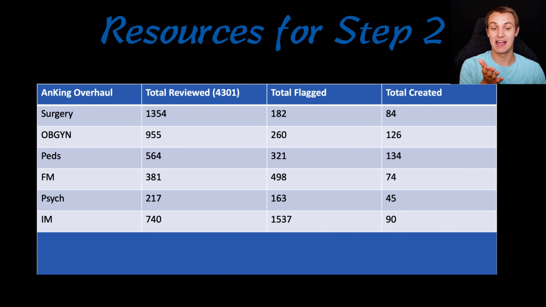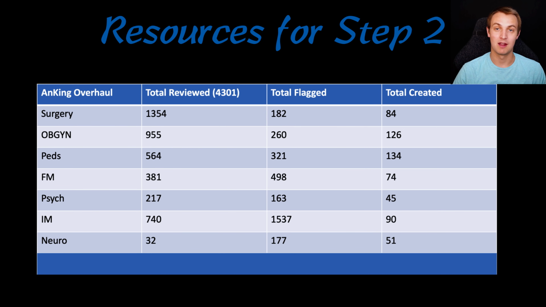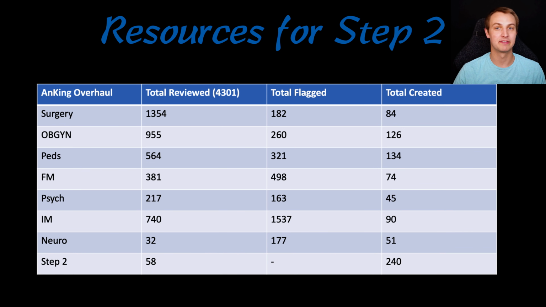You can see I flagged 1,500 cards at this point, meaning I felt comfortable with those cards. And then down to neuro, I had almost no flashcards left. Neuro is also very, very related to Step 1. And then for Step 2, there was almost nothing left in the deck. I basically just created a lot of flashcards based off my missed questions.